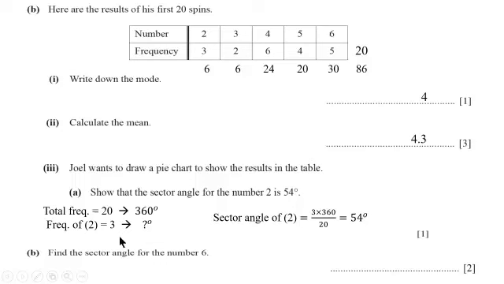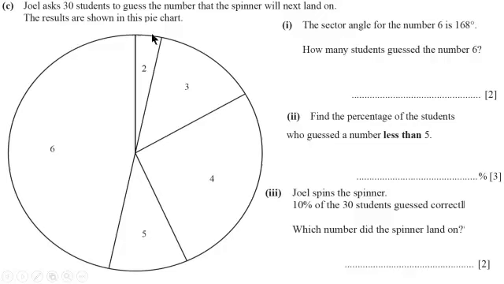Please don't put 6 here. I mean that the frequency of 6 is 5. Look at the 5. 5 must be represented by what angle? We must multiply 5 times 360 and divide the result by 20. The answer will be 90 degrees. Okay? C. Joule asks 30 students to guess the number that the spinner will next land on.